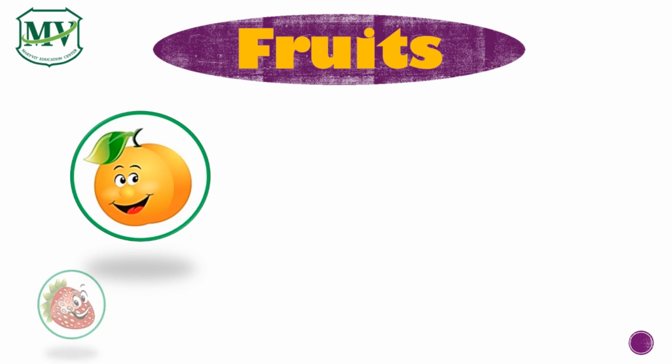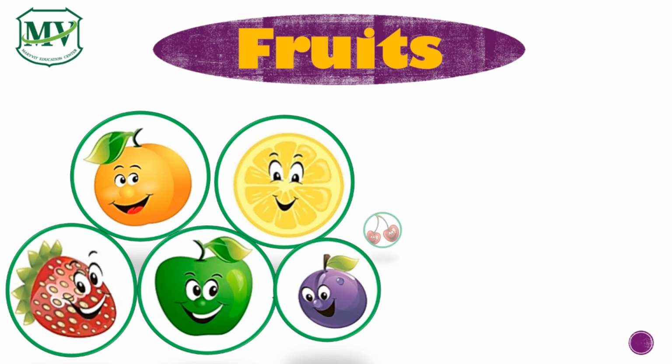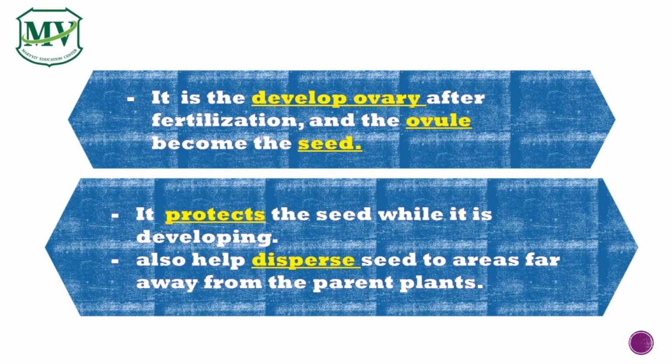Fruits. Fruit is the developed ovary after fertilization, and the ovule will become the seed of the fruit. It protects the seed while it is developing, and also helps in dispersing the seed to areas far away from the mother plant.